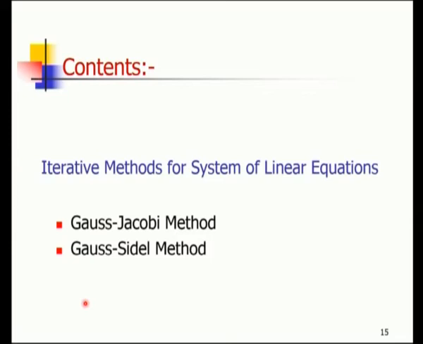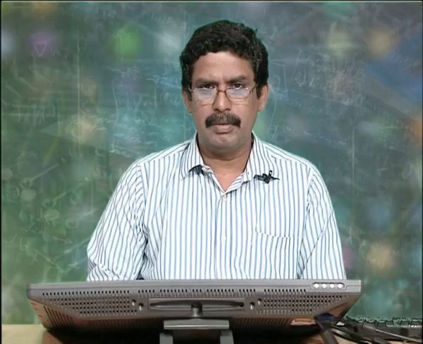In a broader sense, system of linear equations can be solved numerically, and these numerical methods are classified into two groups. One is direct methods, another one is iterative methods. In direct methods, we get the exact solution within a finite number of steps. In iterative methods, we refine the approximate solution every time, so that it gets near to the exact solution.